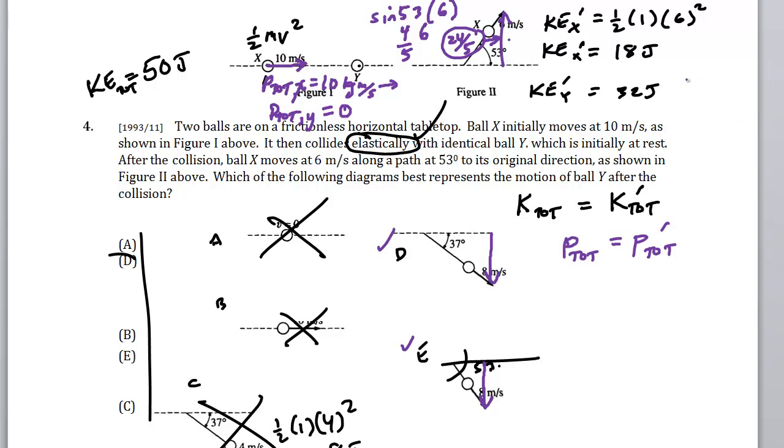That means afterwards your total momentum has to be equal to 10 in the x. There cannot be any y component. Momentum is a vector quantity. So the total momentum after has to match the total momentum before, both by magnitude and direction. So we can either look at which one of these has the right x component or which one of these has the right y component.